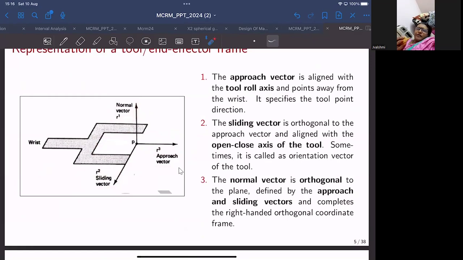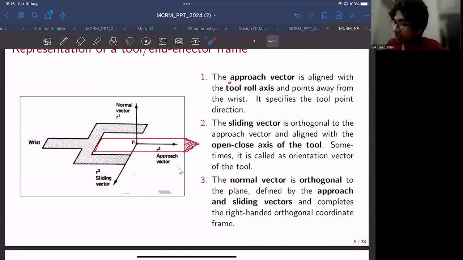The first one is called the approach vector, which is aligned with the tool axis. So if I consider this to be a tool, please excuse my very crude drawing. If you consider this to be the tool tip, the axis that is aligned along the longitudinal axis of the tool, you name as the approach vector. It specifies the tool point direction. So that is the first vector.